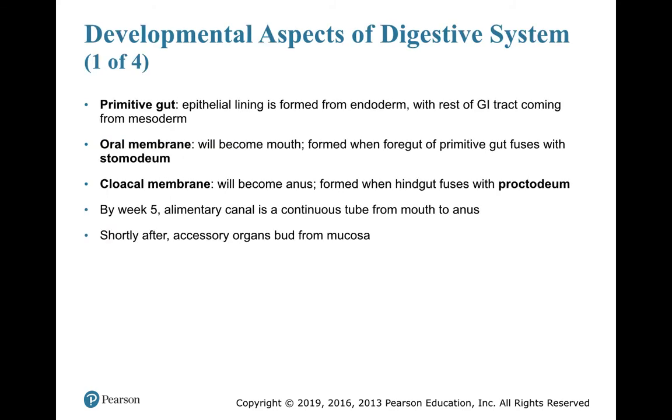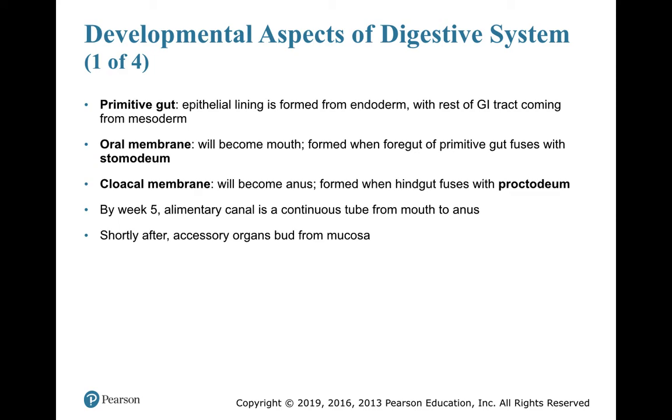Developmentally, we start out with a primitive gut. The epithelial lining is formed from endoderm, with the rest of the GI tract coming from mesoderm. The oral membrane becomes the mouth. It's formed when the foregut of the primitive gut fuses with the stomatum. Cloacal membrane will become the anus. It's formed when the hindgut fuses with the proctoduodenum. And by 5 weeks, the alimentary canal is continuous, a tube from mouth to anus.